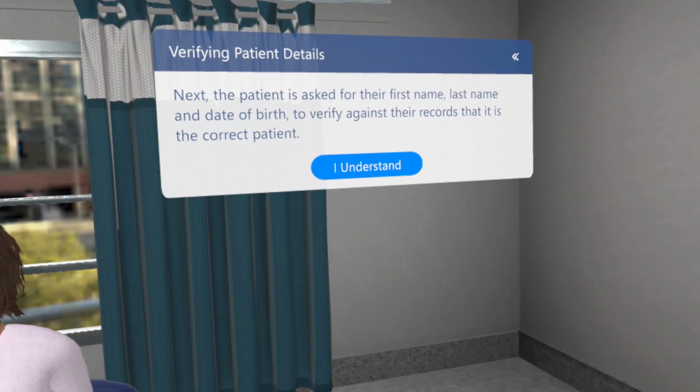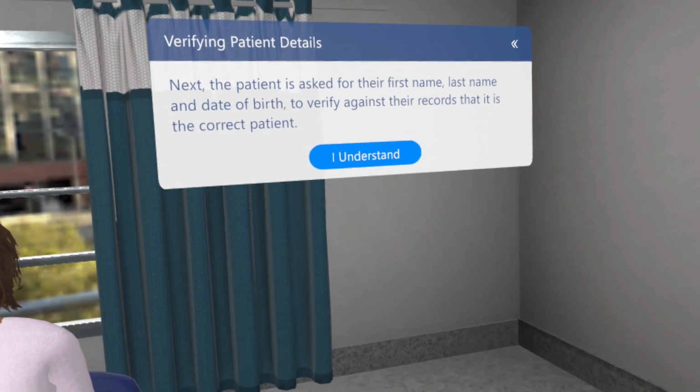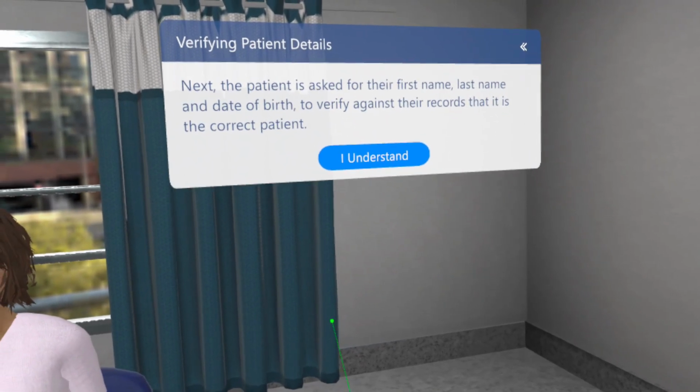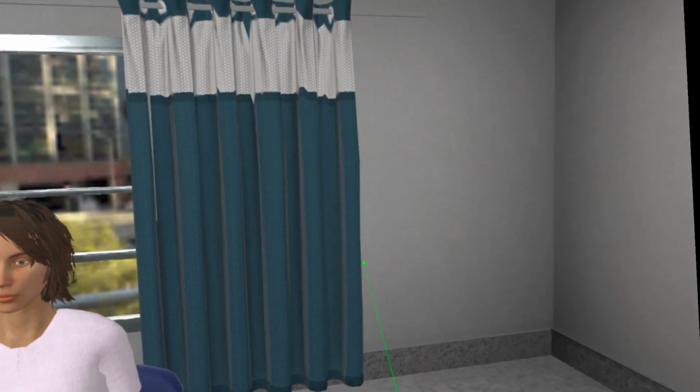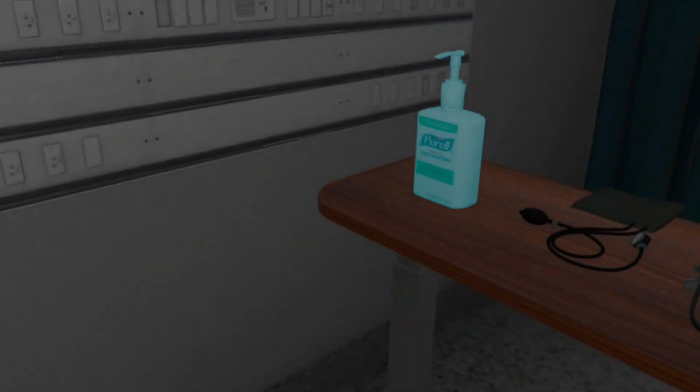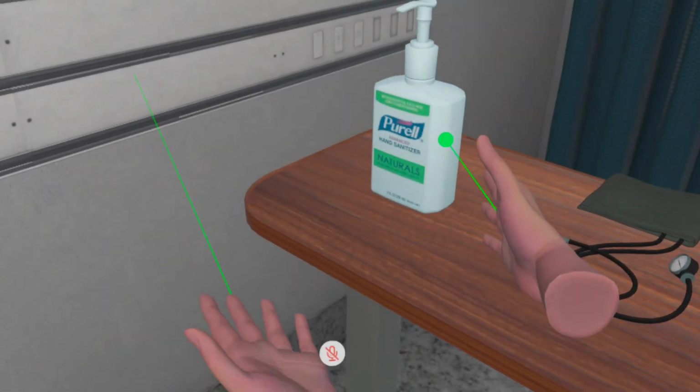Next, the patient is asked for their first name, last name and date of birth, to verify against their records that it is the correct patient. Apply the sanitizer to sanitize your hands and grab gloves.